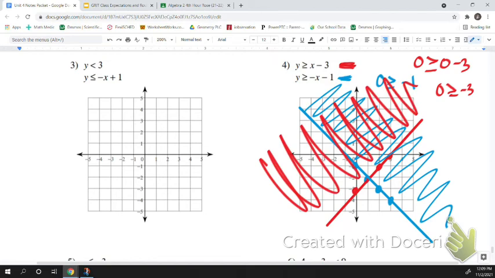This is number 4, so check your work. You should have 2 solid lines. Your double shaded region should be here. Double shaded region. Is that what we got for 4? Please check it.